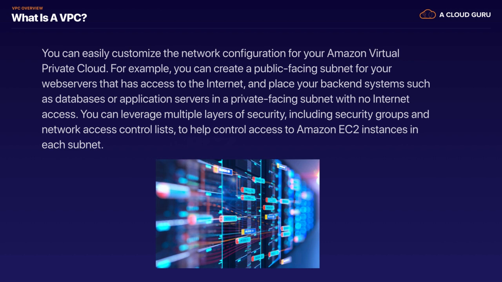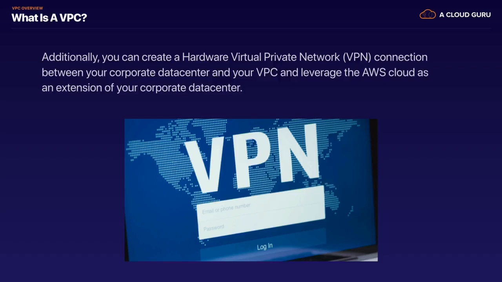You can leverage multiple layers of security, including security groups, as well as network access control lists, to help you control access to Amazon EC2 instances in each subnet. Additionally, you can create a hardware virtual private network, or VPN, connection between your corporate data center and your VPC and leverage the AWS cloud as an extension of your corporate data center. So why don't we go ahead and have a look at what a VPC looks like.